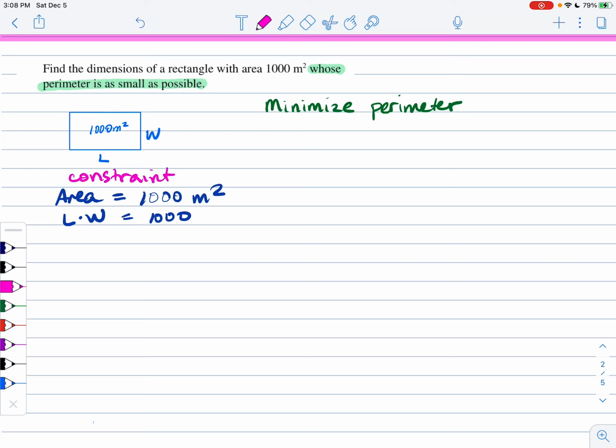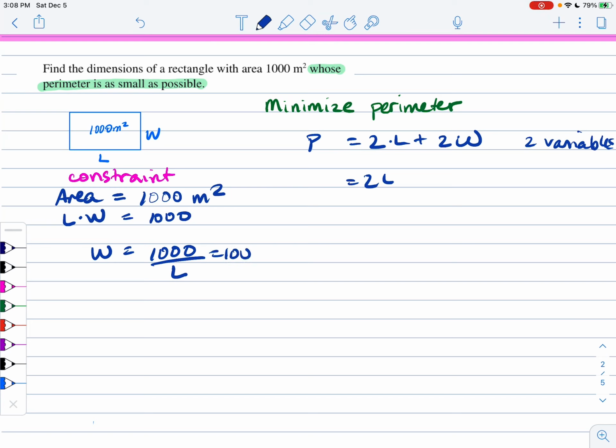And remember, I use my constraint to get my equation into one variable. So what is the perimeter of a rectangle? The perimeter, I can call that P of X for now, equal to 2 times L, or P of L if I want to say just P here, is 2 times the length plus 2 times the width. That's in two variables. I want one, so I'm going to solve my equation over here and get W is 1,000 divided by L, or 1,000 times L to the minus 1.